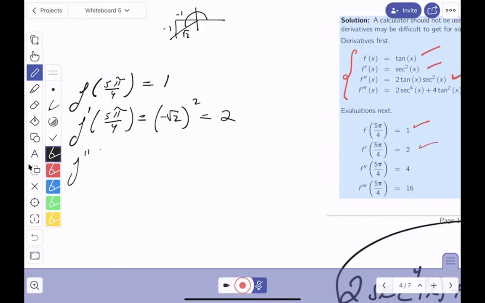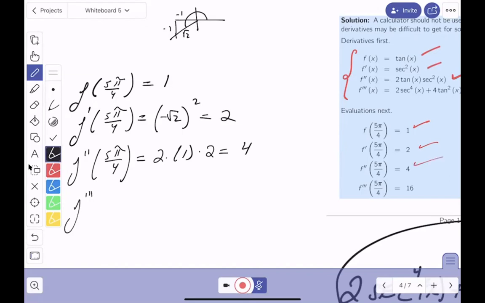F double prime, 5 pi over 4. And what's that going to give me? I'm looking at it. It's 2 secant squared times tangent. The tangent's going to be 1 at that number. And then secant squared, I guess we just did that. That's 2. What's it going to give me? 4. Let's check our key, and I'm seeing that. Let's go to the next one.